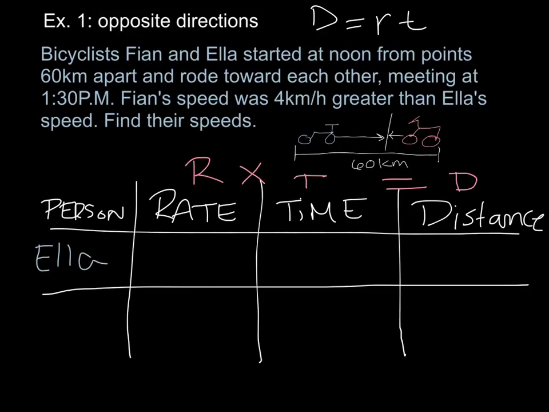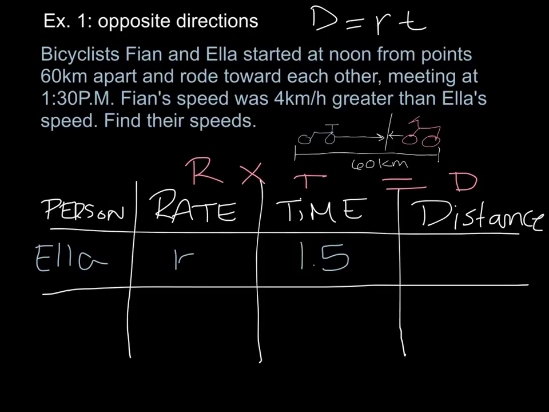And the information we have from Ella, let's see, is that she is going at some rate. We have no idea what her rate is, so let's just call it R. And she's traveling from noon to 1:30 p.m., so that's an hour and a half. So she's traveling for 1.5 hours.